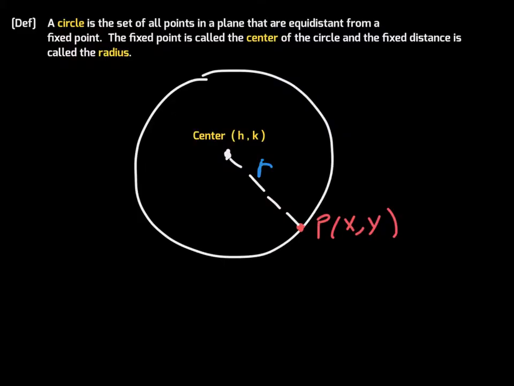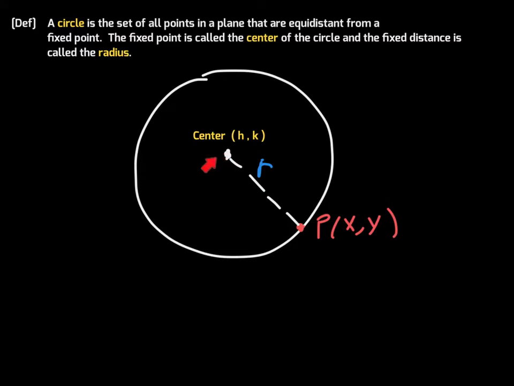The definition of a circle is a set of all points in a plane that are equidistant, meaning the same distance, from a fixed point. The fixed point is called the center of the circle, and the fixed distance is called the radius. So all of the points on the circle have something in common. Here's one point I've called out at random, point P. All the points on the circle are the same distance from a fixed point, a point called the center.